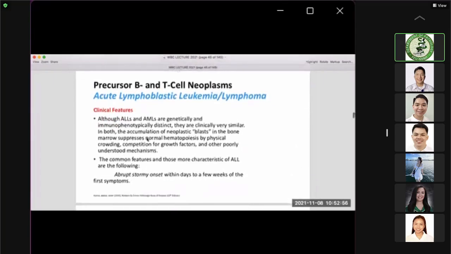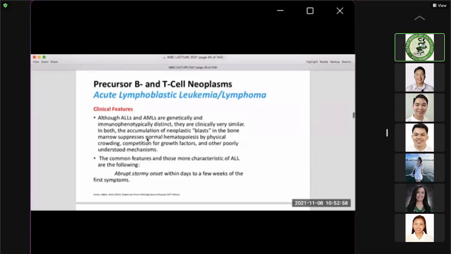Okay, so clinically, the ALL and AML are genetically and immunophenotypically distinct, pero similar sila clinically. In both, the accumulation of neoplastic blasts in the bone marrow would, of course, suppress the normal hematopoiesis. Just imagine abnormal cells, neoplastic cells, are more predominant in the bone marrow. It will now encroach on the other cells that are supposed to be developing there. So, competition for growth factors and other poorly understood mechanisms happen.